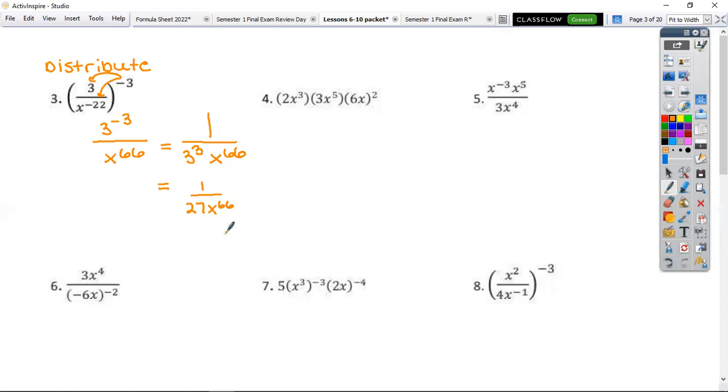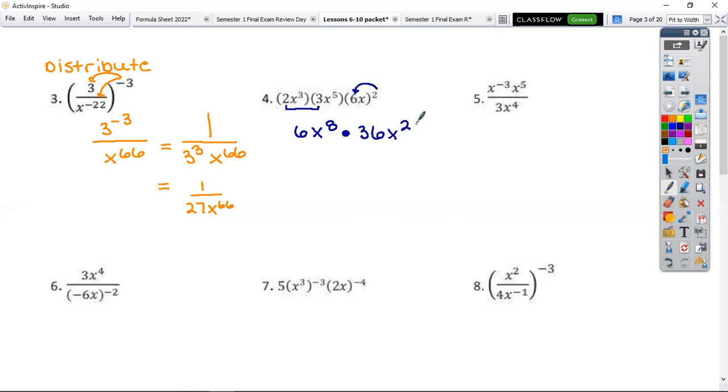So number 4, I'm going to take these, work with them as well. There's really nothing I can do with these first 2. So if you want to, you can combine those. So I'm going to do the 2 times the 3 is 6. And then the 3 plus the 5 will give me 8. And now I'm going to take this next one and I'm going to distribute this. So the 2 goes to the 6. So 6 squared would be 36. And then x squared.